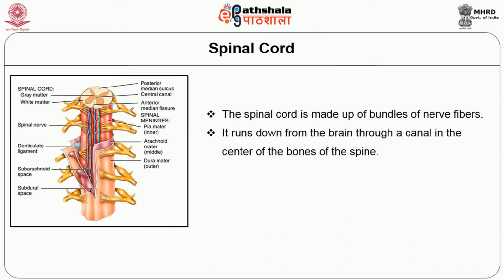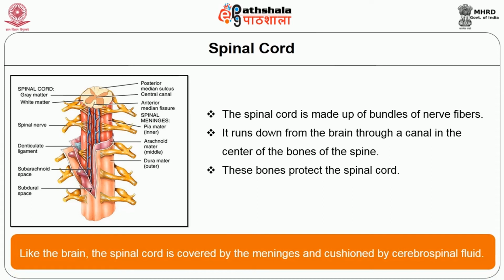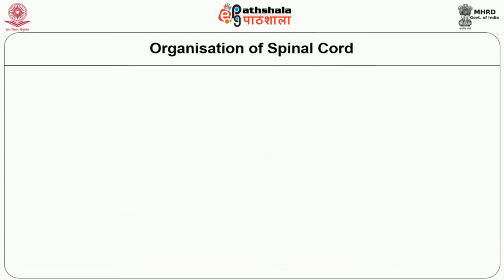It runs down from the brain through a canal in the center of the bones of the spine. These bones protect the spinal cord. Like the brain, the spinal cord is covered by the meninges and cushioned by cerebrospinal fluid. This figure is explaining the spinal meninges and the structure of the spinal cord. We are moving on to the organization of the spinal cord.